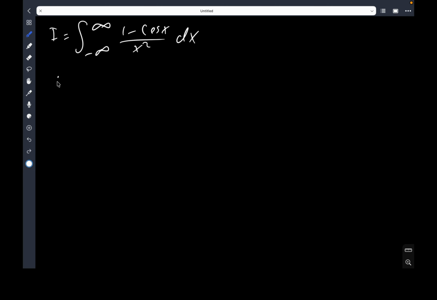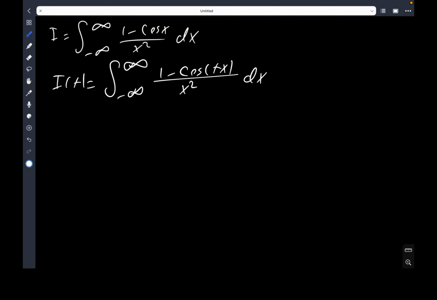So I'm gonna define, as always, I of t, with t a parameter, to be the integral from negative infinity to infinity of 1 minus cosine of tx over x squared. And if I find I of 1, I have found the integral from negative infinity to infinity of 1 minus cosine x over x squared dx.